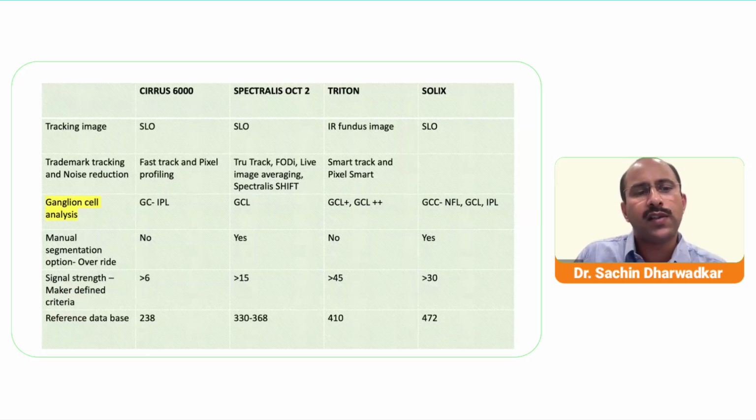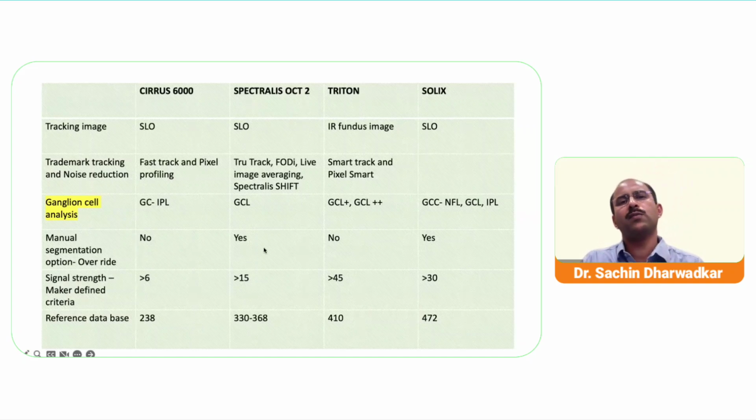As far as the manual segmentation override option is concerned, now this is very, very important. Why this option is important is because if you get segmentation artifacts due to a PVD or a vitreomacular traction or a traction on the disc, and you're not able to change the segmentation contour, then you're going to get a false positive or an artifact in the imaging, which may put you off track in your management of glaucoma assessment and progression. So manual overrides are not available currently in the Cirrus and the Triton, but they are available in the Spectralis and the Solix.